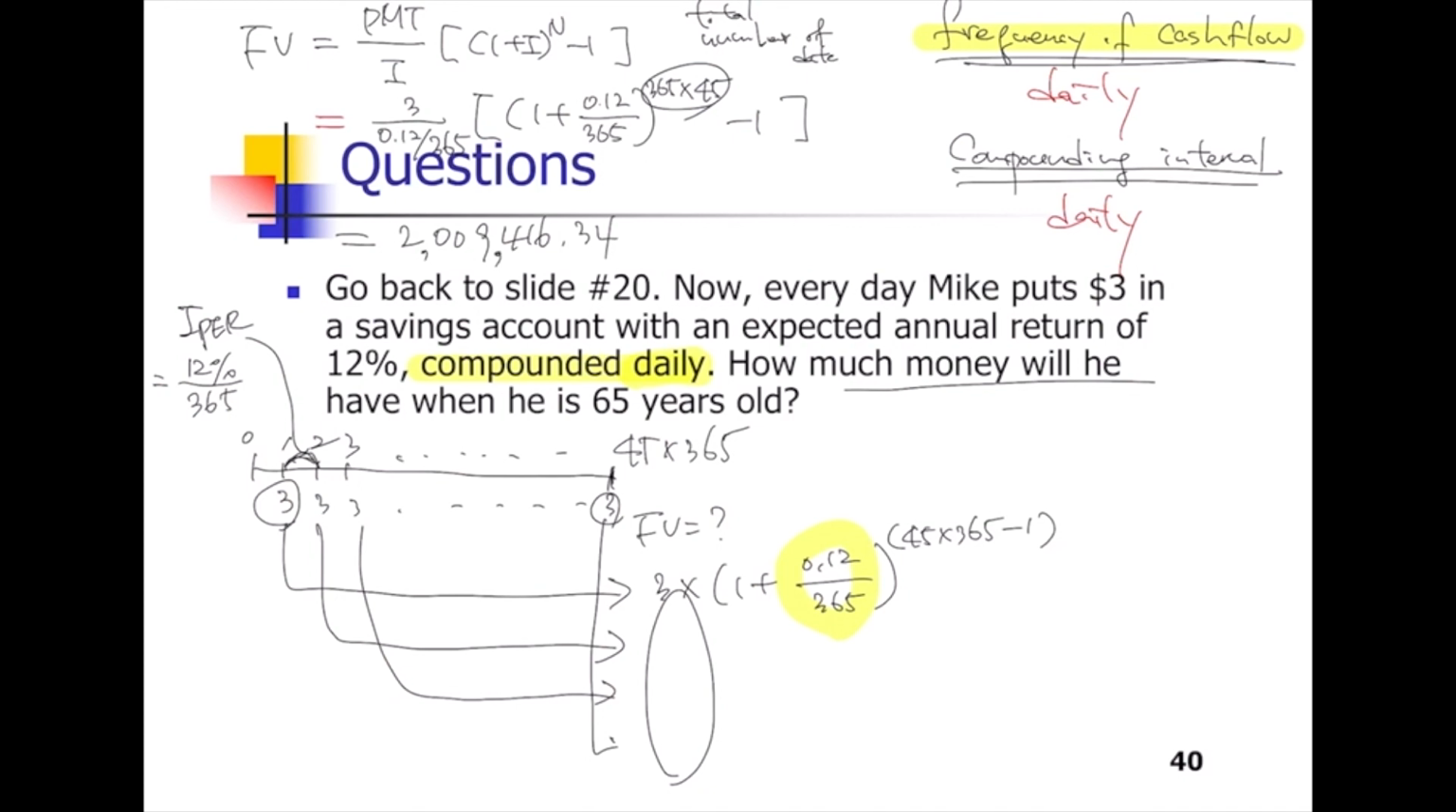You can also use the Excel function. The FV is equal to 0.12 over 365. This is the rate, and the number of periods is 365 multiplied by 45, and the payment is 3, and there is no PV. PV means the cash flow at the current time. There is no cash flow, so it is 0, and then you get the same number as this.